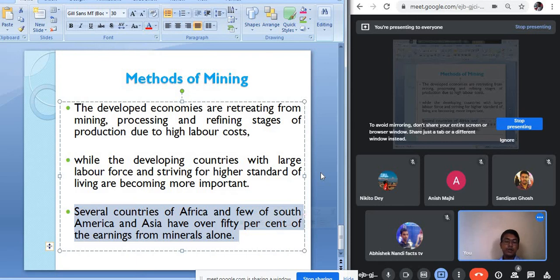So mining is the extraction of minerals from the underground, and there are different factors of mining which we have discussed. Mining can be classified into two types: one is surface mining, which is also known as open cast mining, and the other is underground mining, which is also known as shaft mining. So this is mining, its factors and its types. Mining is a type of primary activity because this kind of activity is directly related to the land, to nature.